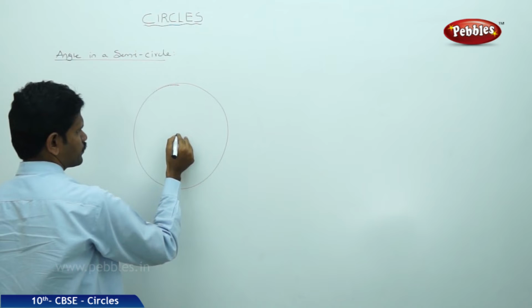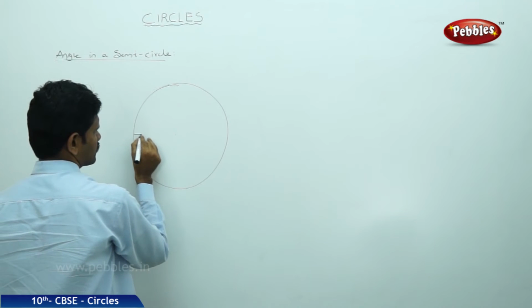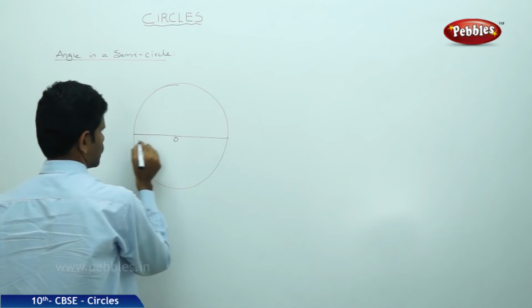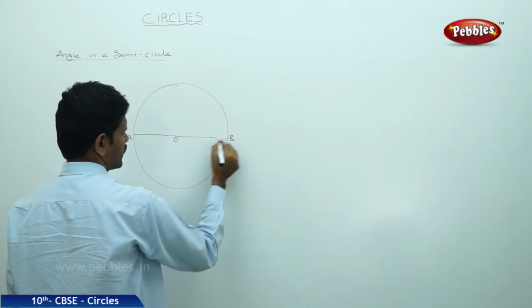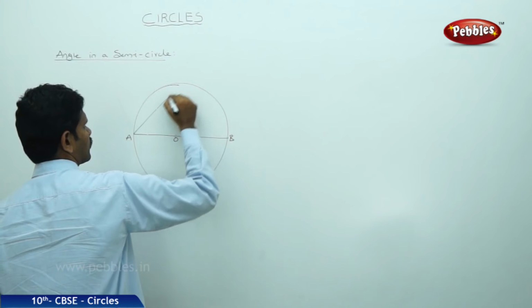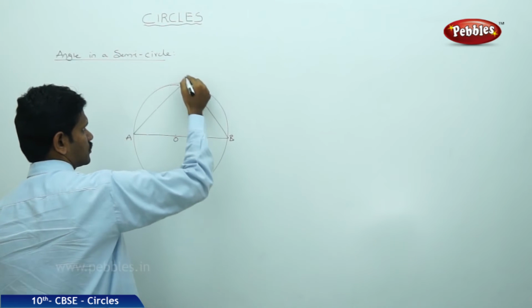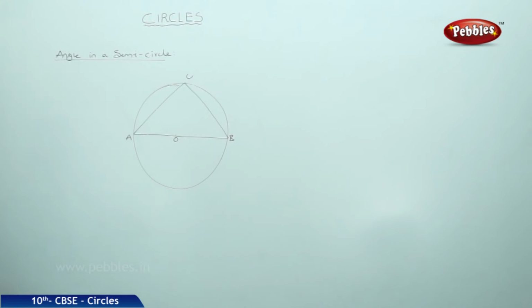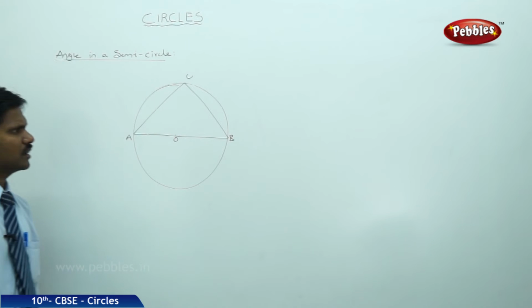Now, AOB is the diameter and O is the center of the circle, and ACB, C is a point on the circle. Join AC and BC.